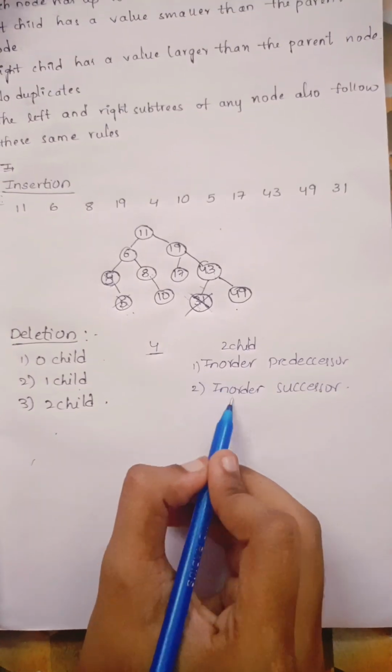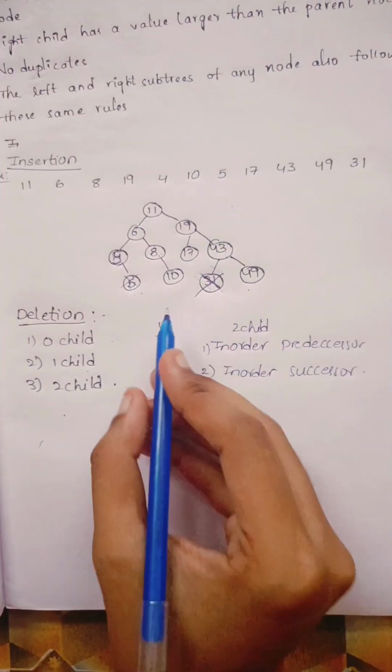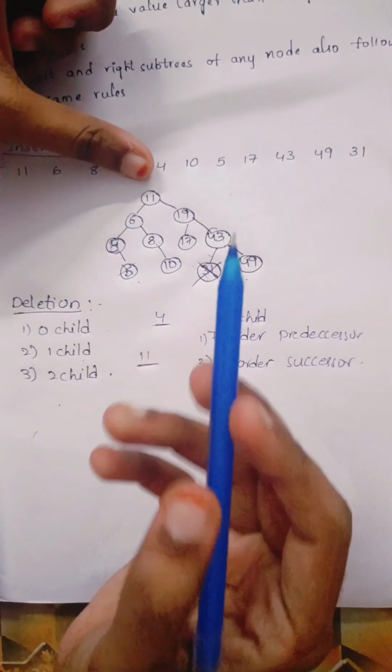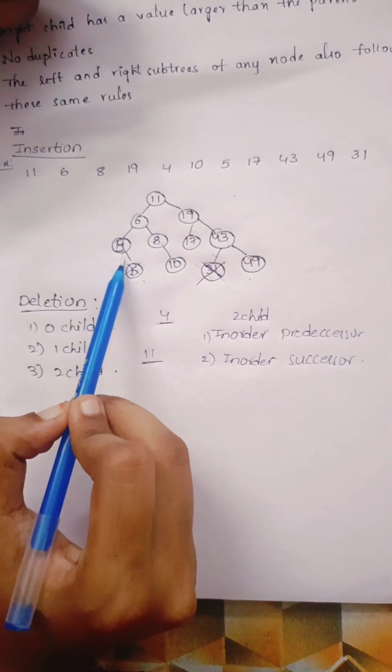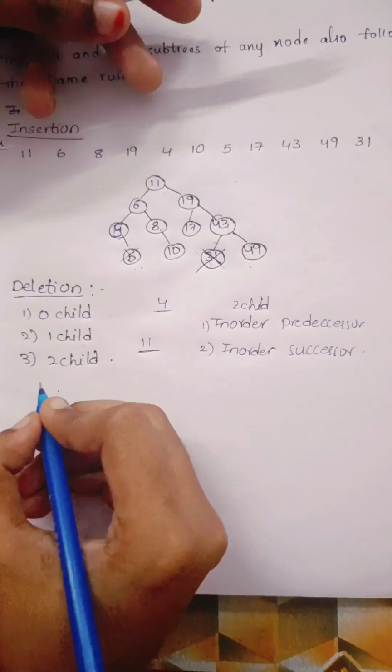So we have these two ways to solve for two children. Let us delete 11. For example, to delete 11, 11 has two children, so we need to use in-order predecessor or in-order successor in this case. So how can we use this?